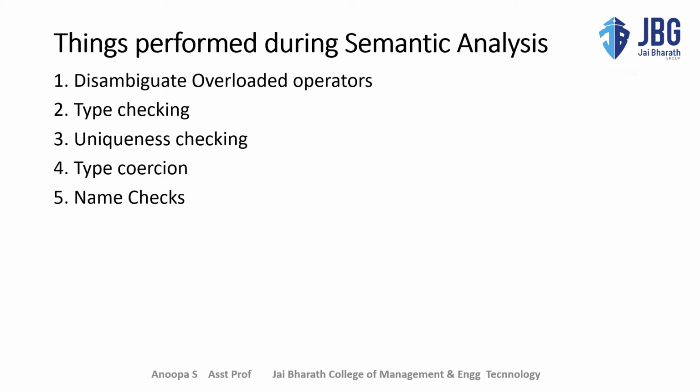So, what are the things that are performed during semantic analysis? First, disambiguate overloaded operators. That means if you perform operator overloading, for example, using the plus sign for concatenating two strings, you should specify that. That data will be properly recorded in this phase because after this we move on to code generation. Second is type checking. As we have discussed, type checking will be performed.